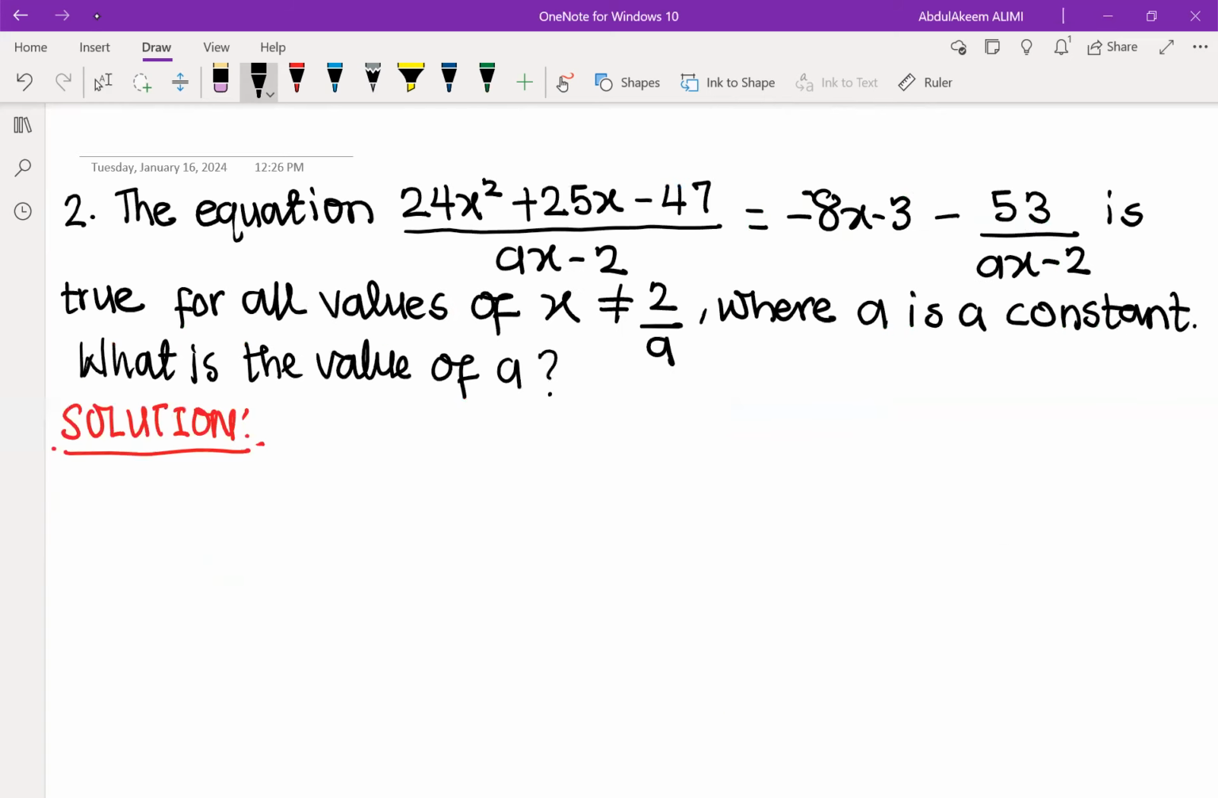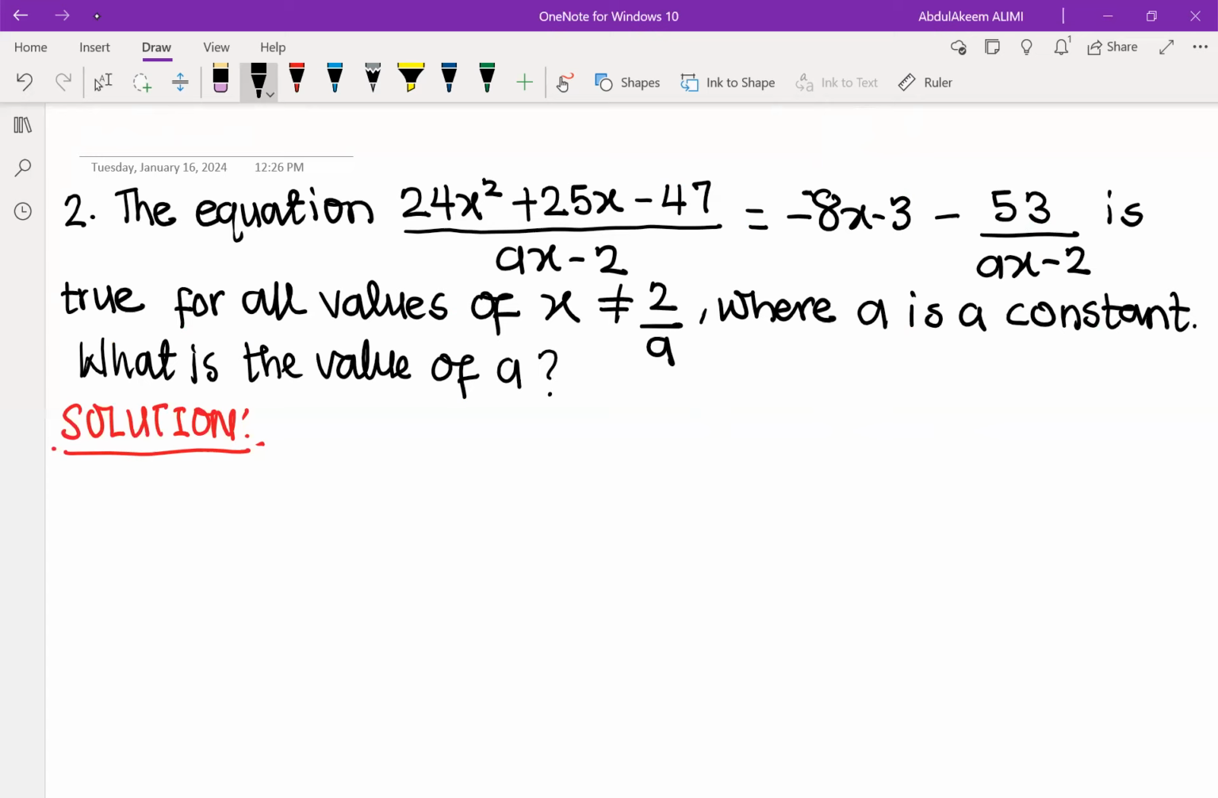For the second question now, we have the equation 24x squared plus 25x minus 47, everything divided by ax minus 2, is equal to minus 8x minus 3 minus 53 divided by ax minus 2. It's true for all values of x not equal to 2 divided by a, where a is a constant. What is the value of a? So how do we solve this?